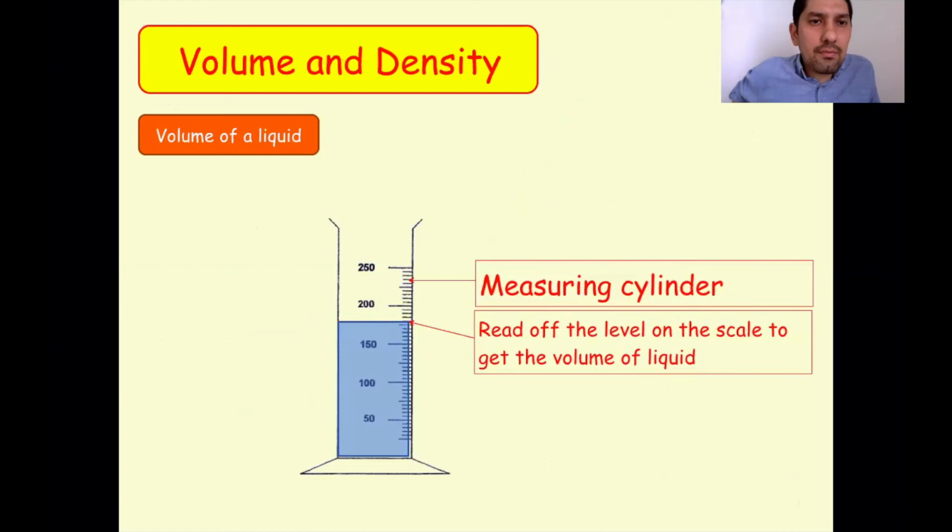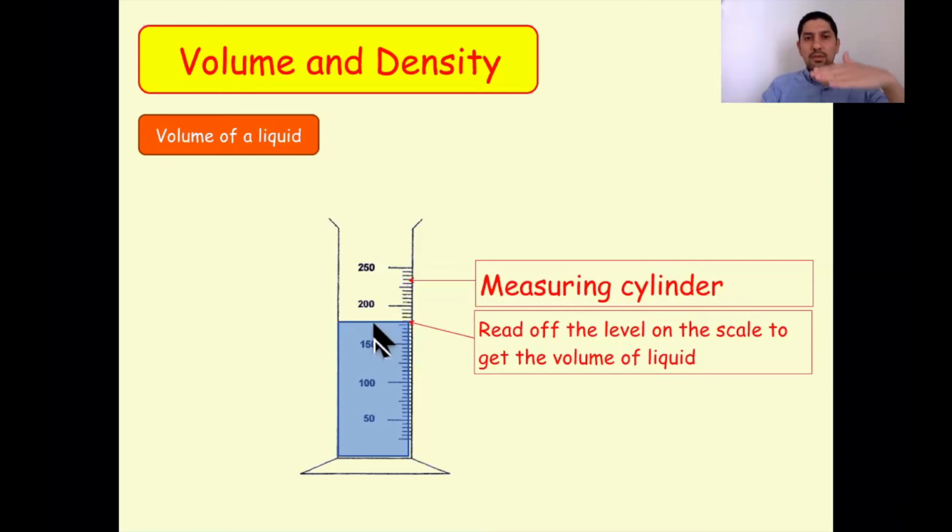Volume and density. Volume of a liquid. So the volume of a liquid can be measured by a measuring cylinder or graduated cylinder. In laboratories we use a measuring cylinder to measure the volume of liquid. Here we have a few key points to do a precise measurement. So first we put the liquid we want to measure into the measuring cylinder.